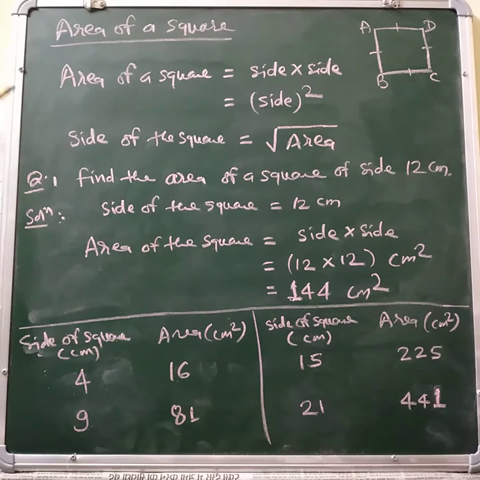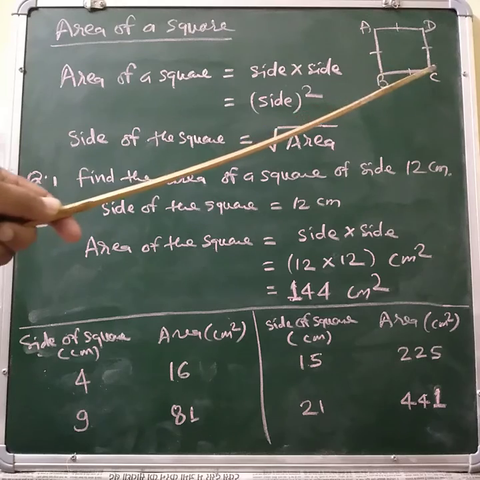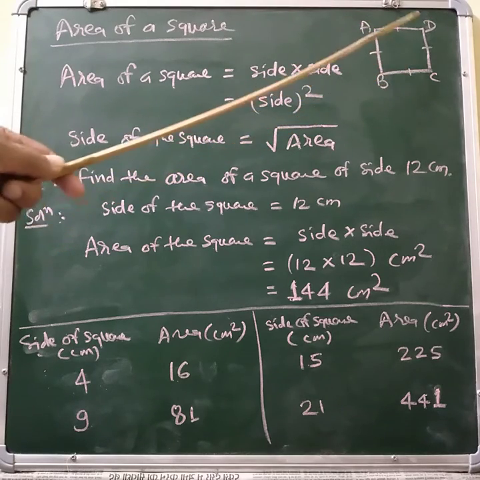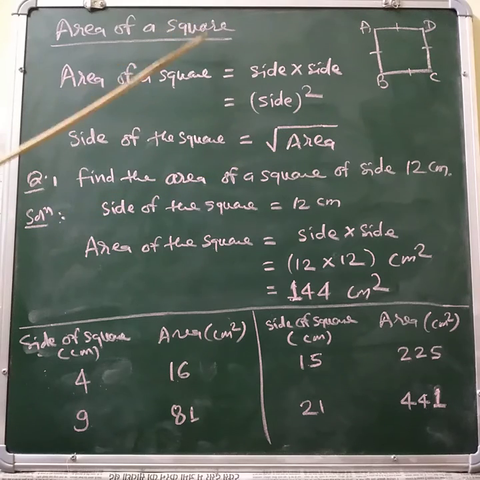Hello everyone, today we will learn to find out the area of a square. All of you know what a square is. A square is a rectilinear figure having all four sides of equal length. Then that figure is known as a square. So how to find out the area?